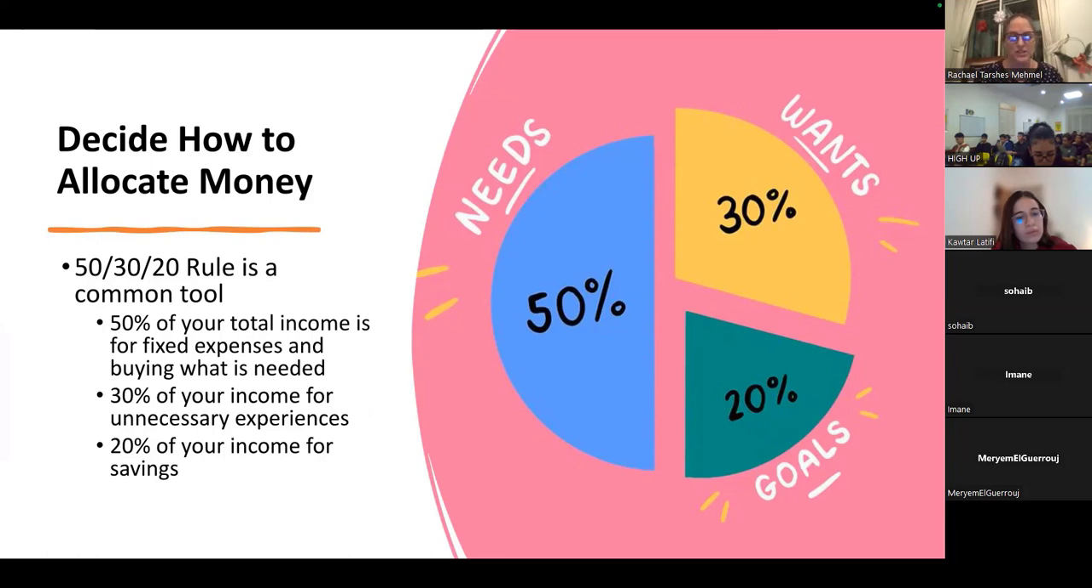30% is going to be for just random things that you want, a new pair of shoes, to upgrade your cell phone, to go on a trip, something like that. And then the other 20% is supposed to be what you set aside for savings.